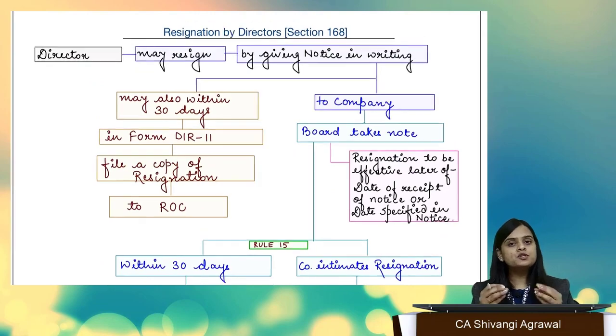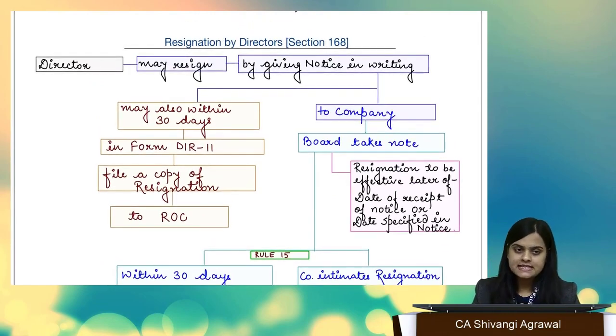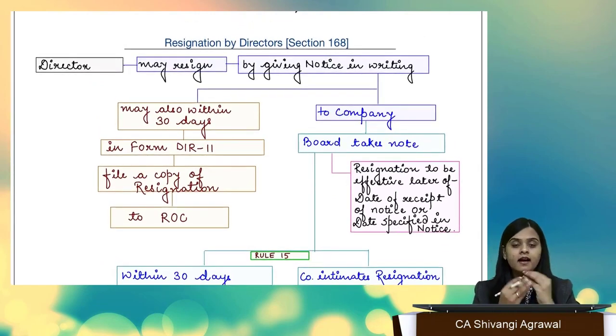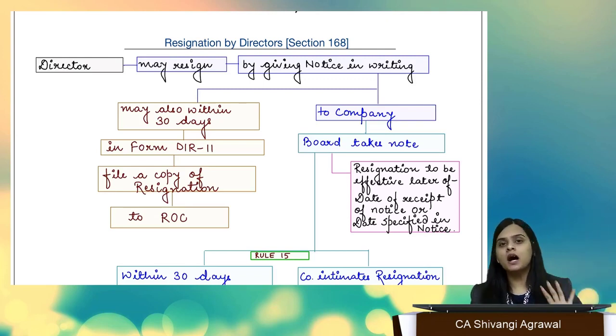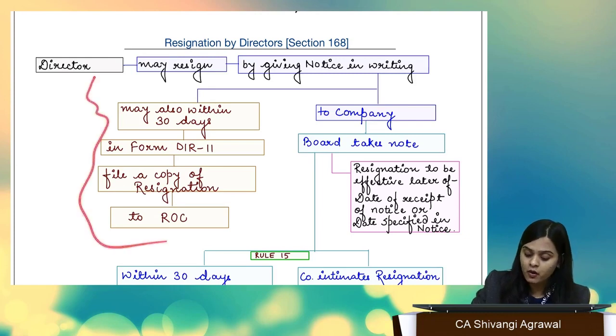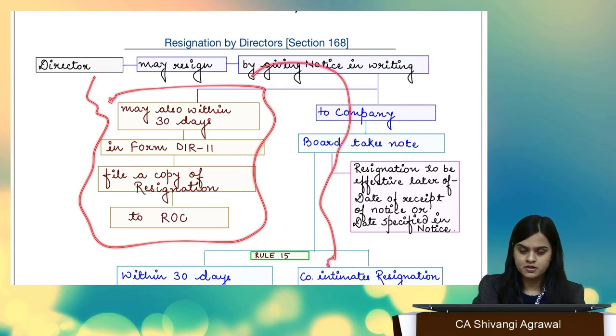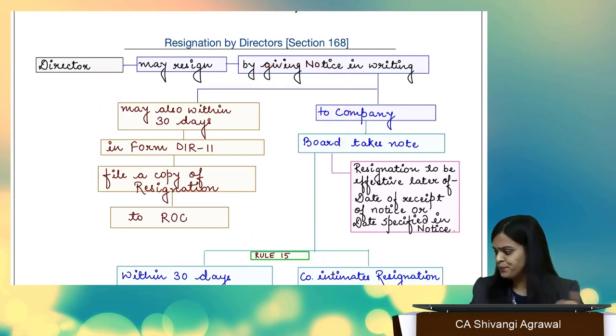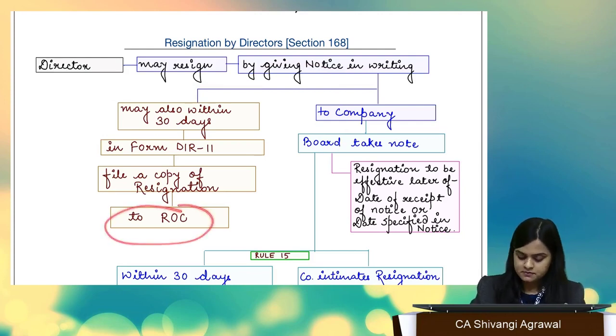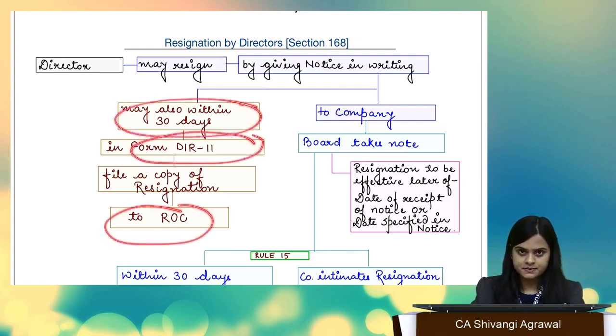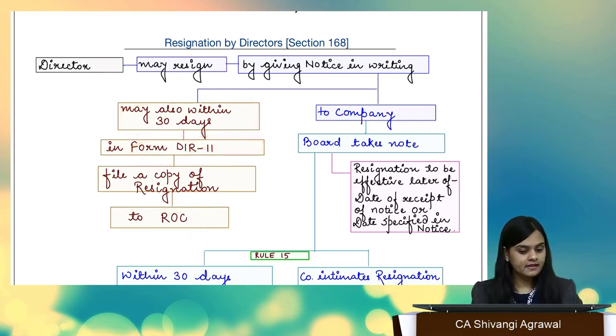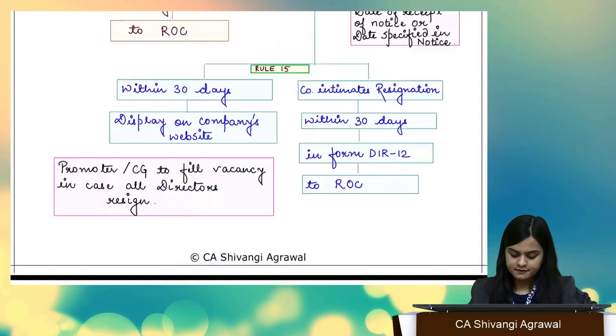Now, there is an optional requirement given in section 168 which tells that a director who is resigning may also inform ROC, although it is not the duty of the director who is resigning to inform ROC, it is the duty of the company to inform ROC. But you may also voluntarily inform ROC within 30 days of giving resignation in DIR 11. Okay, fine, ma'am.